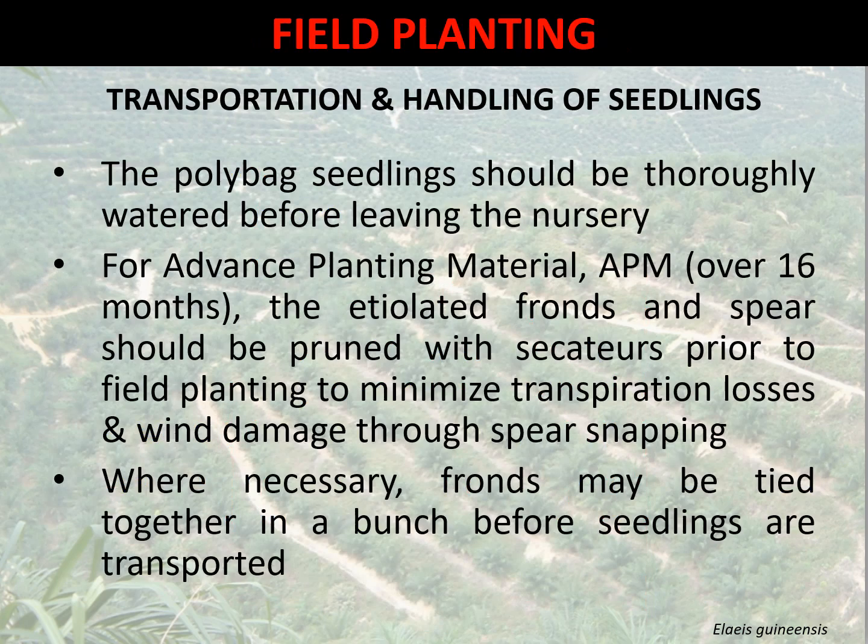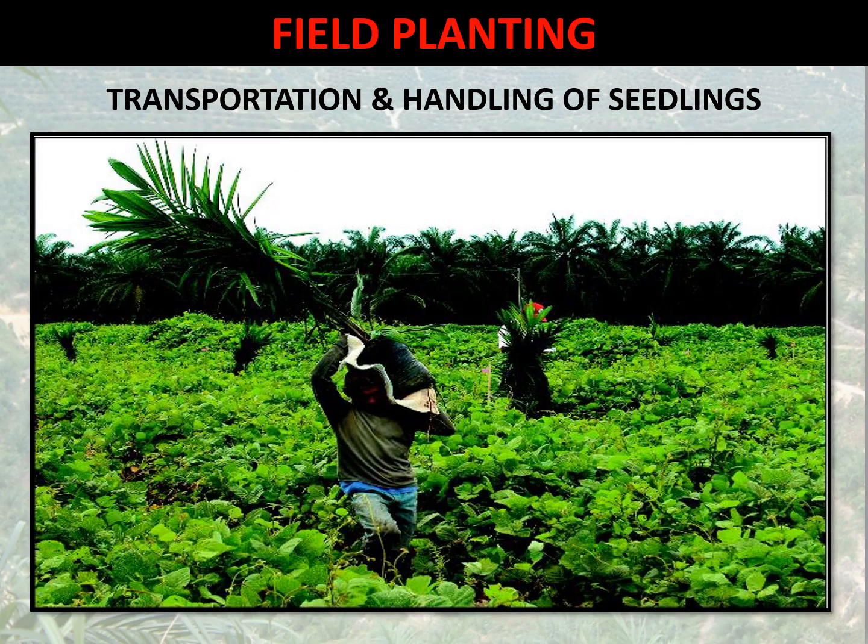The next activity in field planting is the transportation and handling of seedlings. The polybag seedlings should be thoroughly watered before leaving the nursery. For advanced planting material, which is over 16 months, the etiolated fronds and spear should be pruned prior to field planting to minimize transpiration losses and wind damage through spear snapping. Where necessary, fronds may be tied together in a bunch before seedlings are transported. This figure shows the transportation and handling of seedlings in the field.